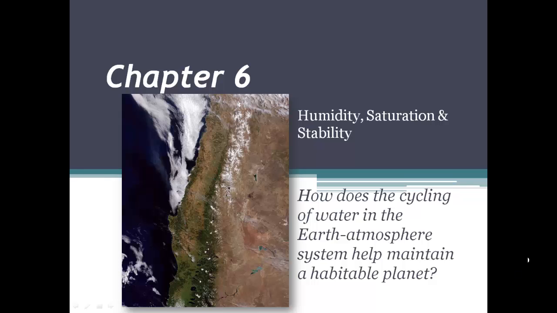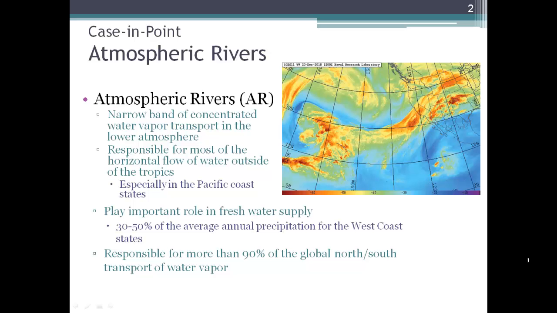Chapter 6 is about humidity, saturation, and atmospheric stability. Our driving question is, how does the cycling of water in the Earth atmosphere system help maintain a habitable planet? The chapter opens with an interesting case in point about atmospheric rivers.